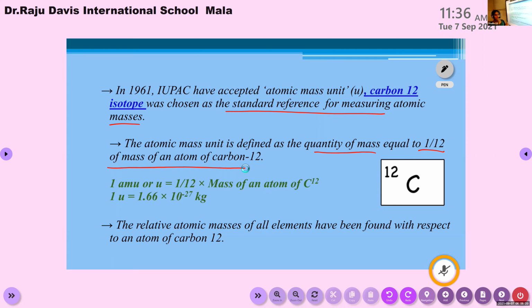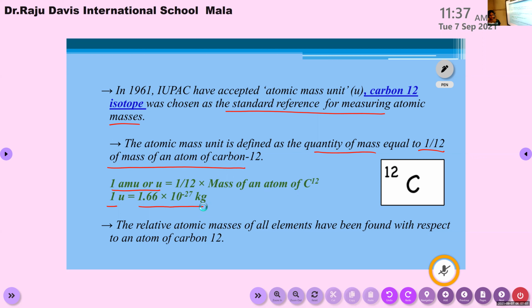First we took oxygen and considered 1/16th of oxygen. Later they fixed the carbon-12 isotope as the standard reference, and 1/12th of the mass of a carbon atom is considered the atomic mass unit. So 1 AMU or U is equal to 1/12 into the mass of an atom of carbon-12, and that value is equal to 1.66 into 10 raised to minus 27 kilogram. Clear?